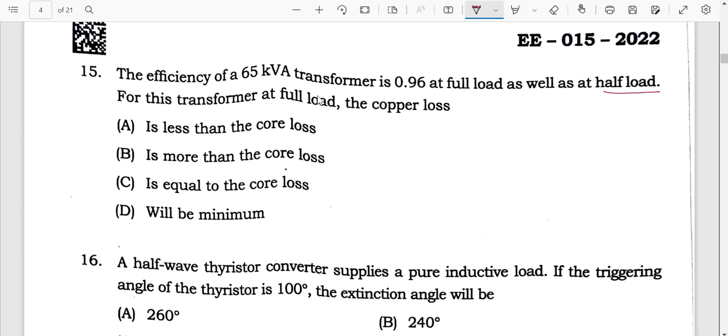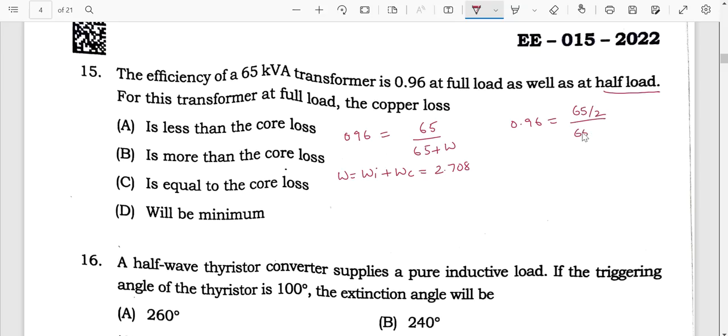Okay, so here the transformer efficiency is 0.96. Case 1 I am going to discuss, the efficiency at full load. So efficiency at full load: 0.96 is equal to 65 kVA divided by 65 plus the losses W. W is nothing but iron losses plus copper losses at full load, which I'll take as 2.708 watts.